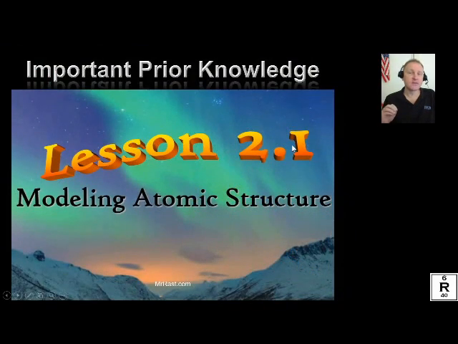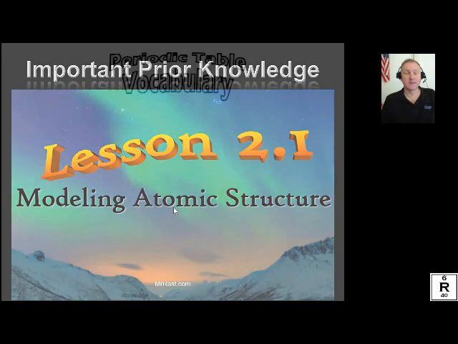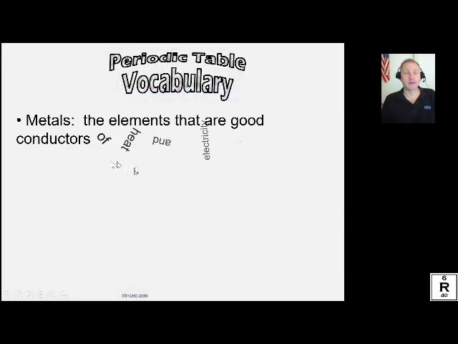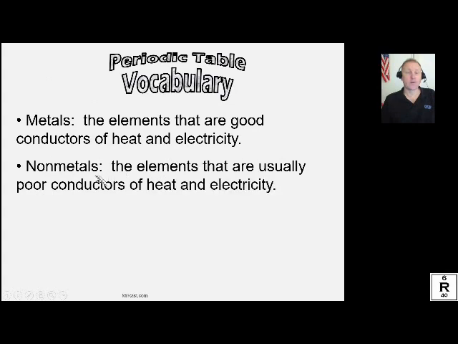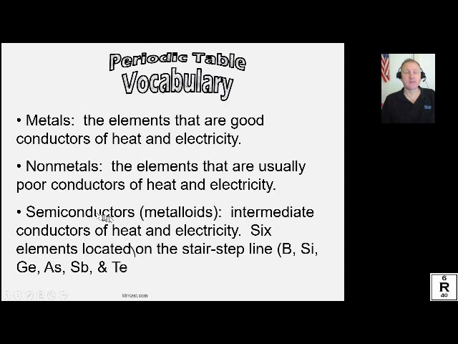Now, before I get into explaining chemical bonds, in particular ionic bonds, I want to go back to something that we learned before, in modeling atomic structure. In the lesson that I talked about modeling atomic structure, I went over some vocabulary related to things on the periodic table. We talked about metals. The metals are good conductors of heat and electricity, where nonmetals are elements that are usually poor conductors of heat and electricity. And then we talked about the metalloids or semiconductors, and these are the intermediate conductors of heat and electricity. There are 6 of them, and they're located on the stair-step line.